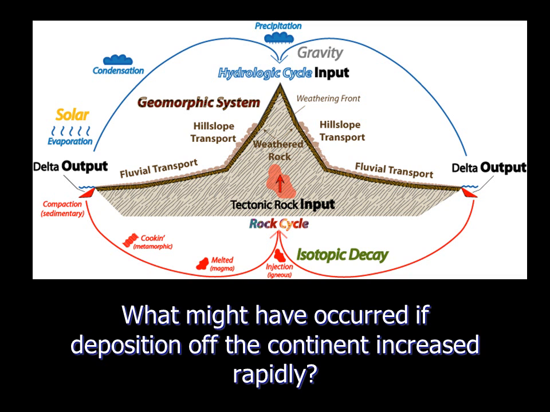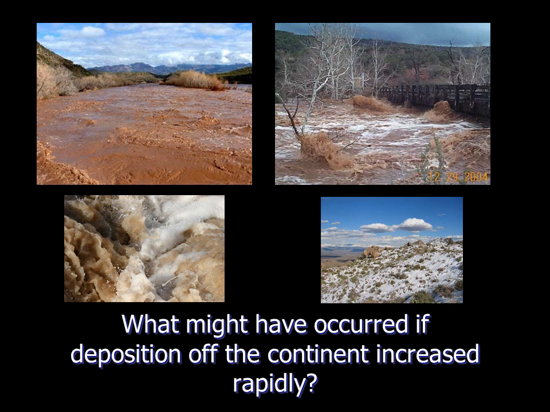Okay, what might have occurred if deposition off the continent increased rapidly? So what we're talking about there is, what would it mean if rivers started dumping a lot more sediment off into the oceans? In this case, it's the opposite. If your climate gets wetter, you're weathering more, hill slopes will push more, it'll dump more stuff into the rivers, and you're going to be dumping more stuff out into the oceans. So when you start getting a higher rate of sediments dumped in the ocean, that tends to indicate that you're in a wetter climate. Here's what it looks like when you're in a wetter climate.